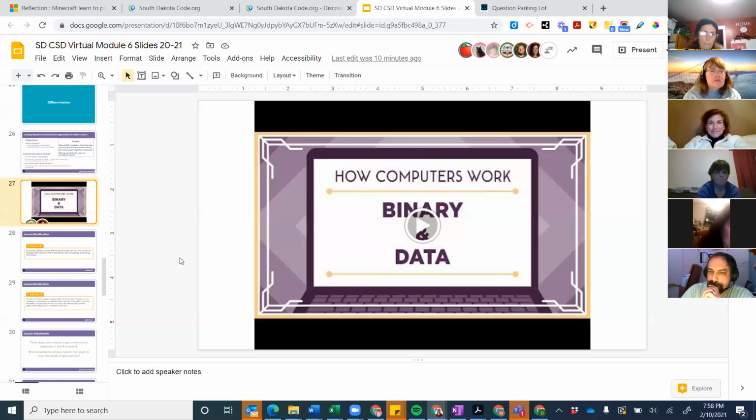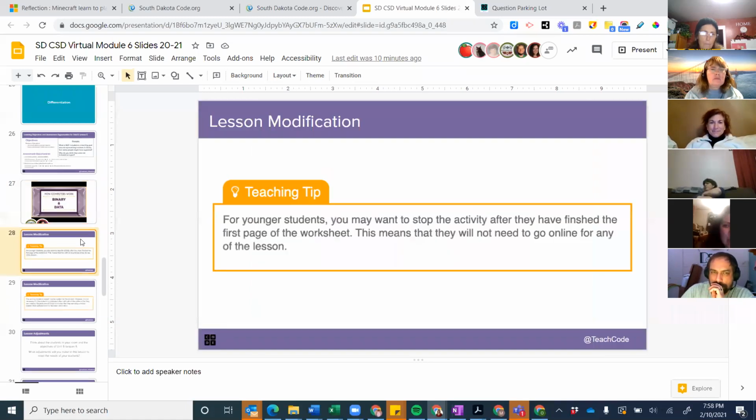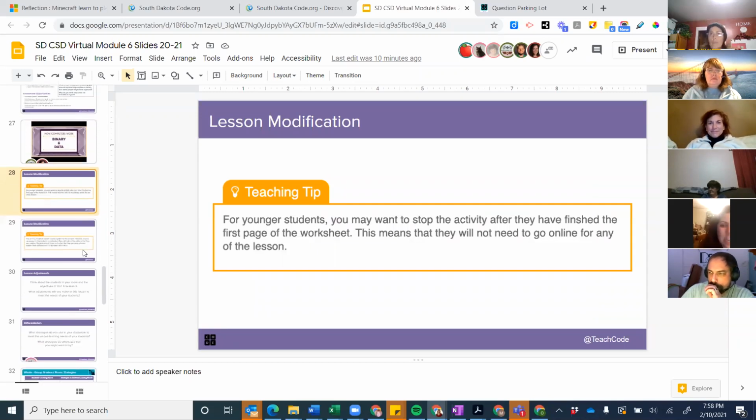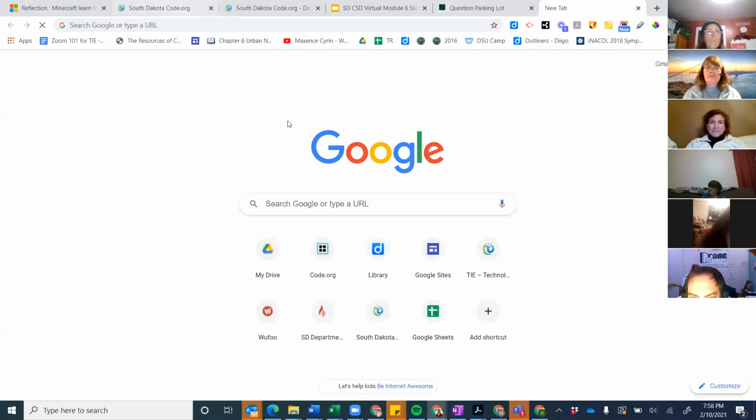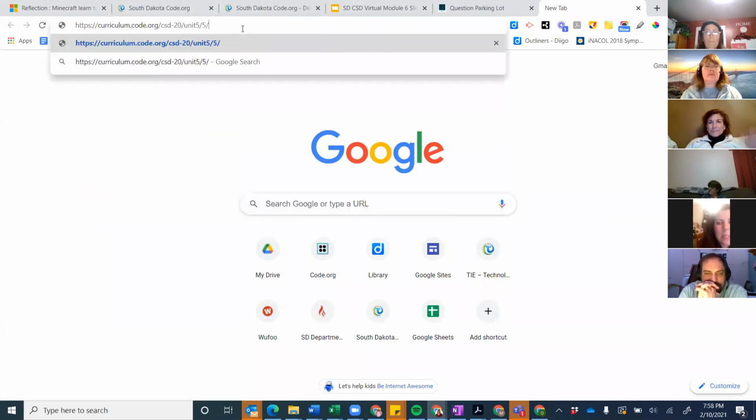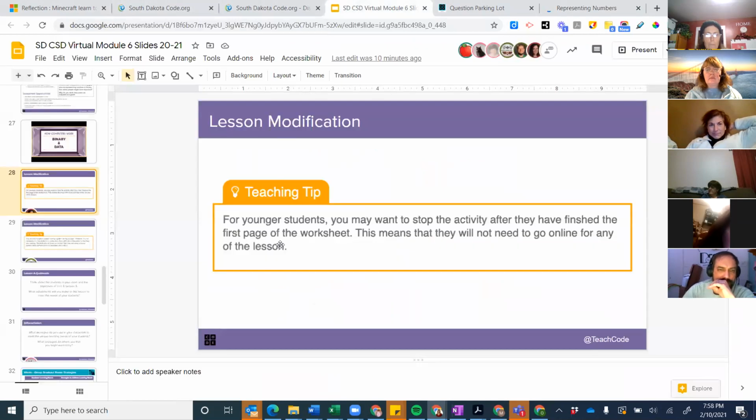So let's go ahead and go to the next slide. I want to point out, again, the link that Scott shared with the teacher lesson plan basically has a couple little teacher tips and choices on the sides that you can always revert back to. I've got to switch my screen here. This first one was the teacher tip: for younger students, you may want to stop the activity after they have finished the first page of the worksheet. This means that they will not need to go online for any of the lesson.